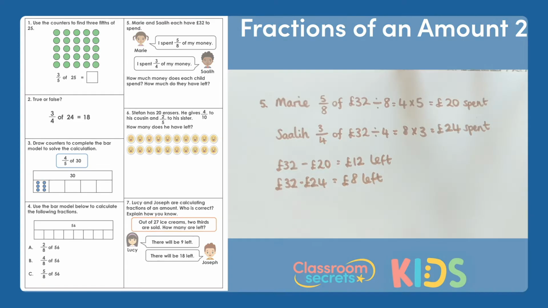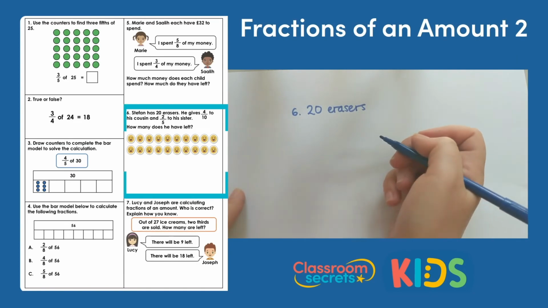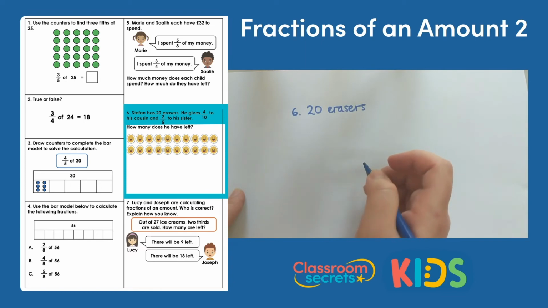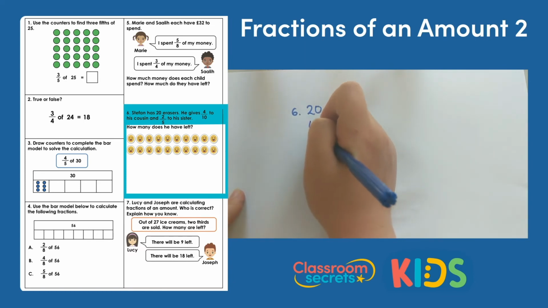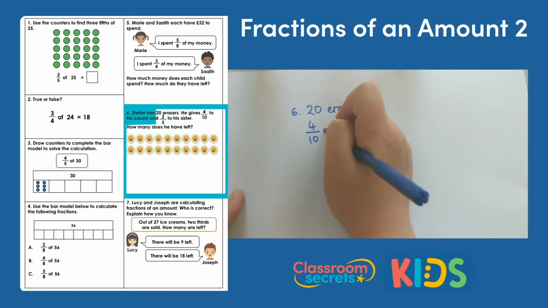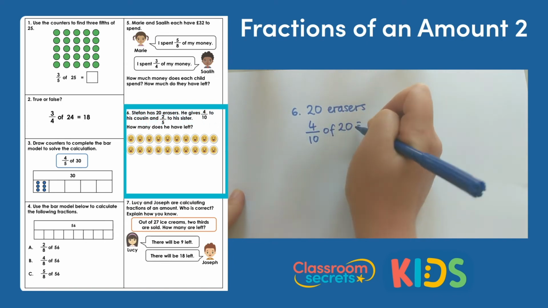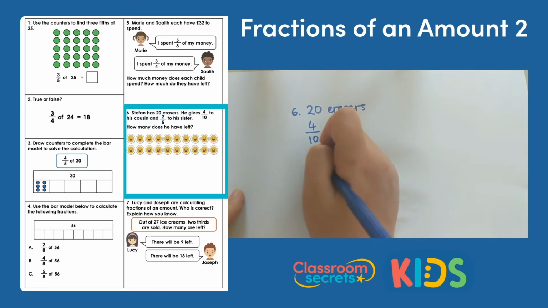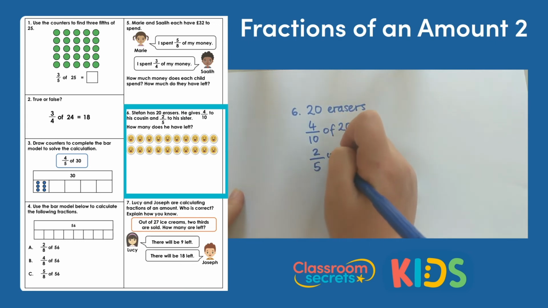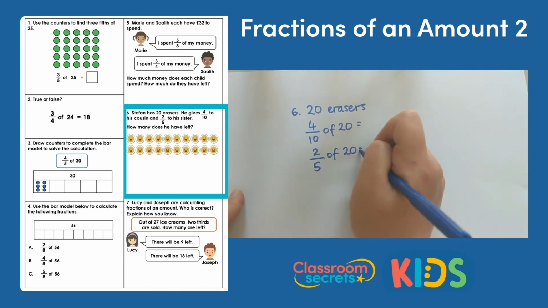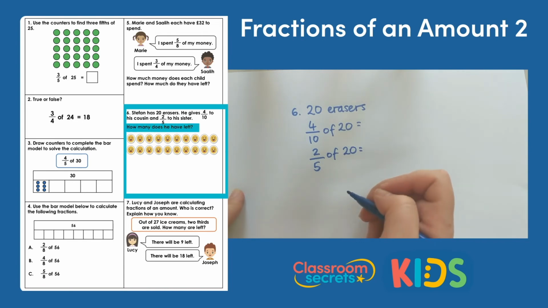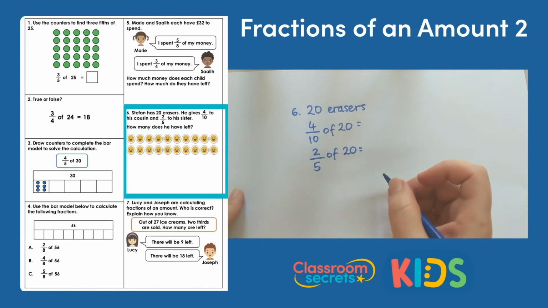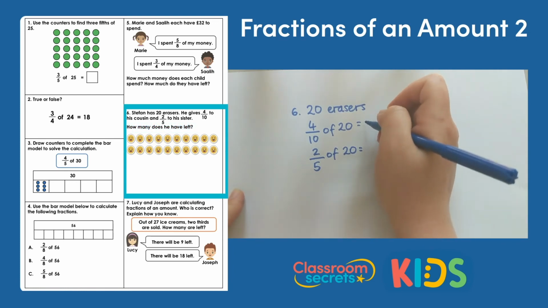For question 6, we know that Stefan has 20 erasers. The question tells us that he gives 4/10 of these away to his cousin. He also gives 2/5 of these away to his sister. The question asks us to find out how many erasers Stefan has left. Before we get onto that, we need to find the answers to these calculations.